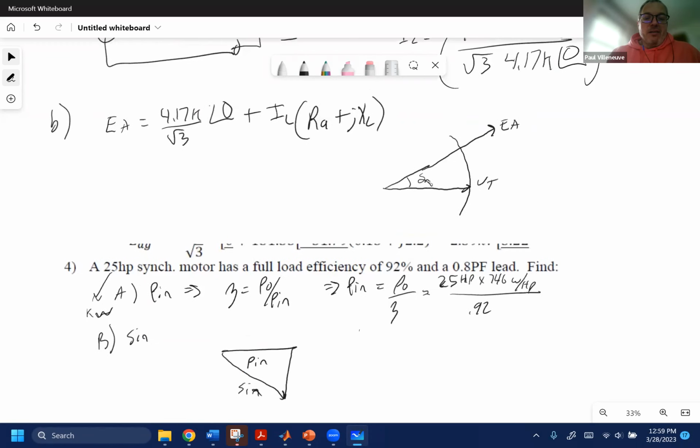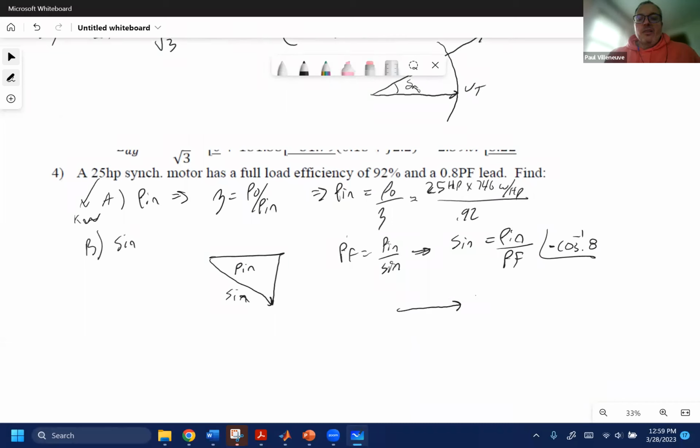So my power factor is P in over S in, which implies my input kVA is equal to my input power divided by my power factor. If you wanted to add the angle, its angle is equal to the inverse cosine of 0.8, and it's a negative number because you can see that it's going this way. If that gets confusing, the best thing to do is draw your phasor diagram with voltage and current. And then when you go S equals VI conjugate, you end up with that.